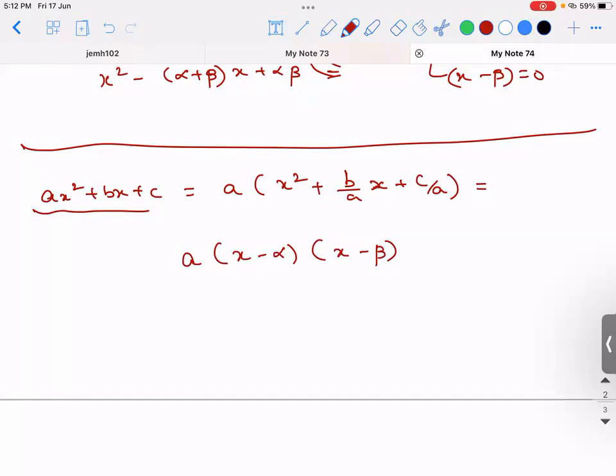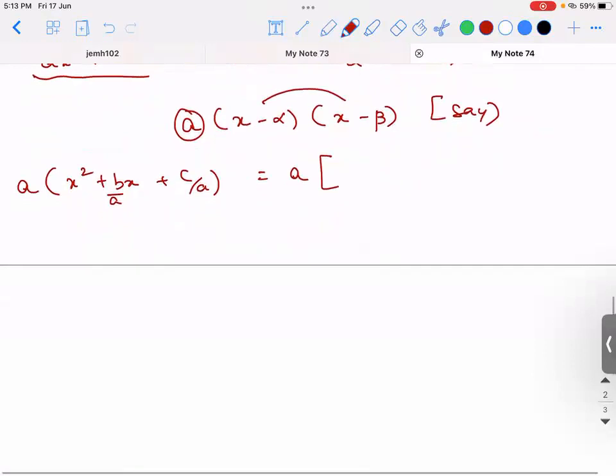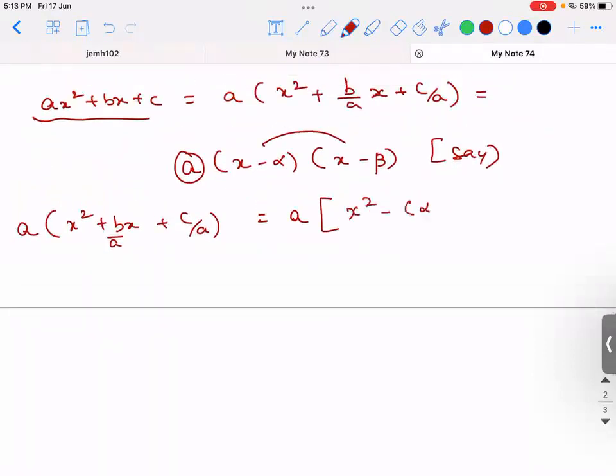So when I do this, I am doing it individually. The left hand side I'm not disturbing. The left hand side is a into x square plus b by a into x plus c by a. I am saying it should be a into the product of two linear factors. Observe only the right hand side: a into, when I multiply x minus alpha and x minus beta, what am I going to get? X square minus alpha plus beta into x plus alpha beta, correct? So this a and this a I can cancel.